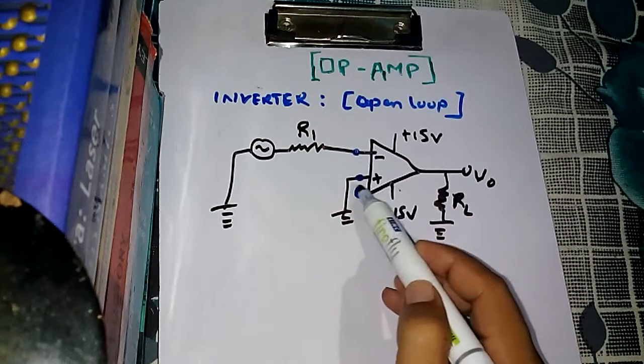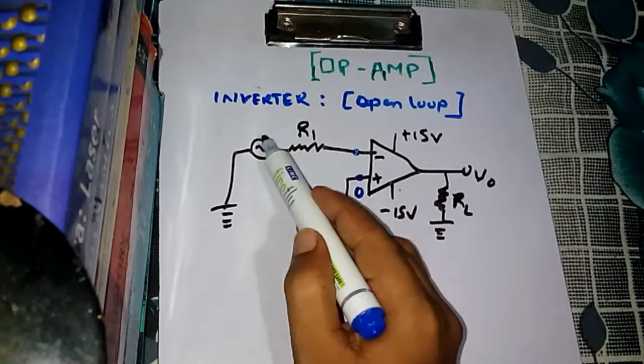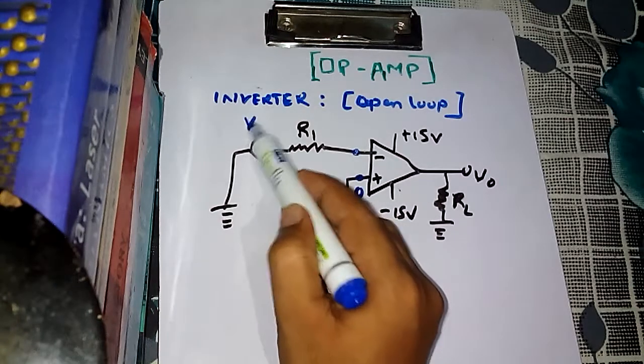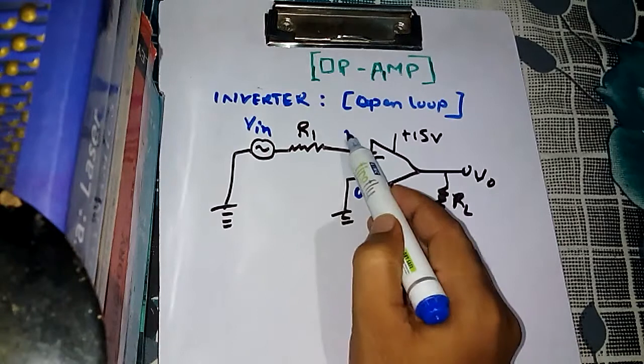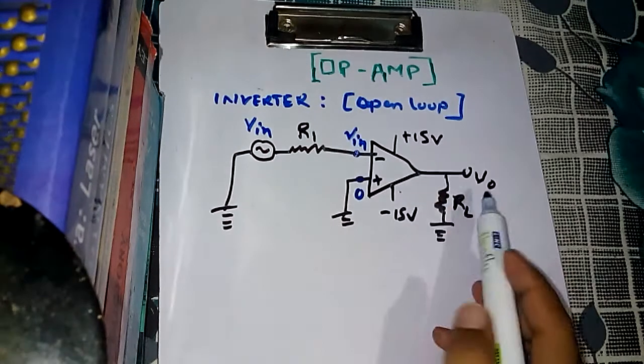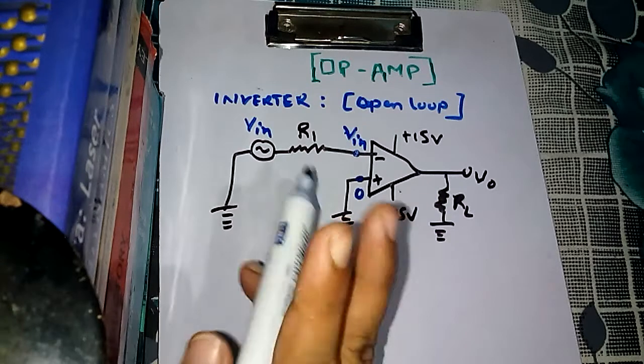So what would be the voltage at this point? It will not be equal to the voltage at the positive terminal. And what would be the voltage actually? Suppose this is V input that I give here, this voltage will also be V input. This is the trick.